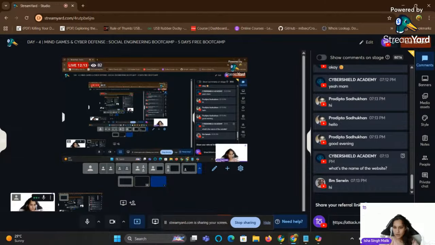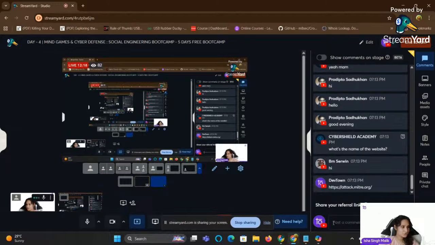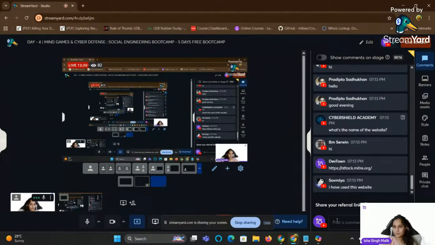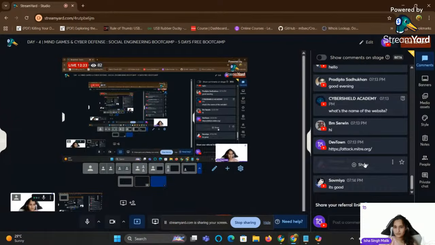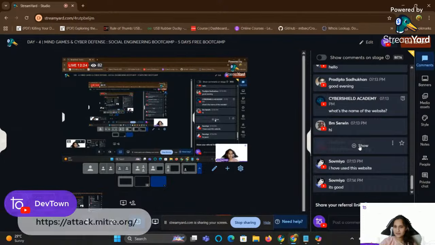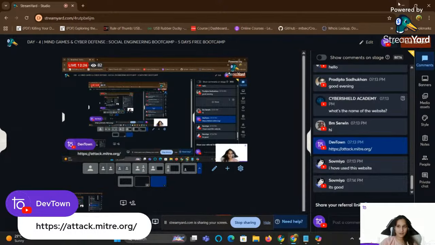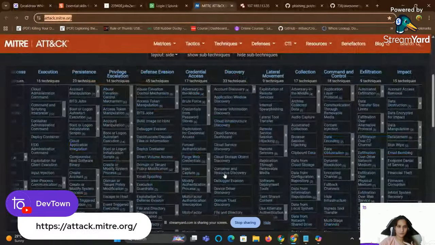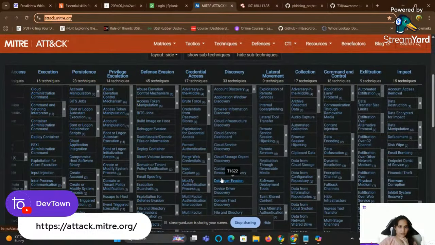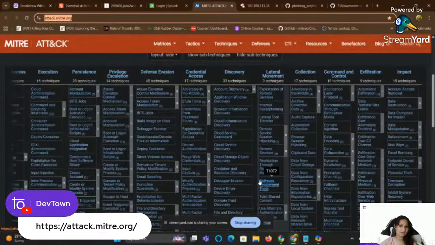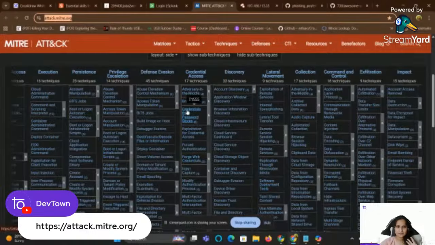Here we go. I have left it as a help from my particular site. I have tagged it, you guys can see it. Here you can see that there are so many things you can understand from this, like BITS jobs and build image on host, and how you can exploit them for credential access, such as credentials from password stores. So let's see one of the examples.